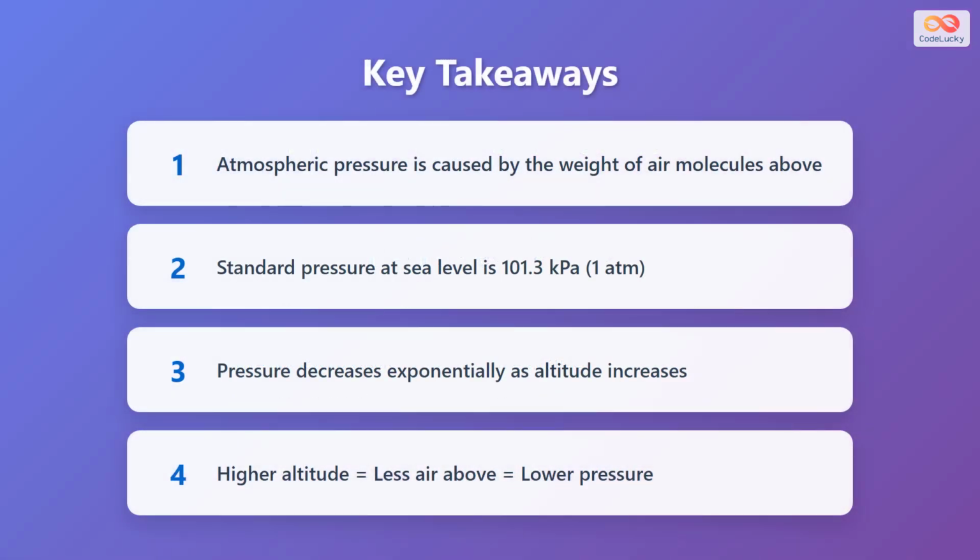Let's summarize the key points. First, atmospheric pressure is caused by the weight of air molecules above a given point. Second, the standard pressure at sea level is 101.3 kilopascals, or 1 atmosphere. Third, pressure decreases exponentially as altitude increases. And finally, remember this simple relationship. Higher altitude means less air above, which means lower pressure. Understanding these concepts is crucial for studying fluid mechanics, weather systems, and many engineering applications.